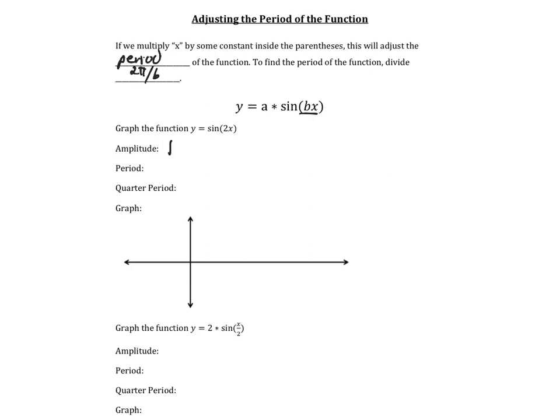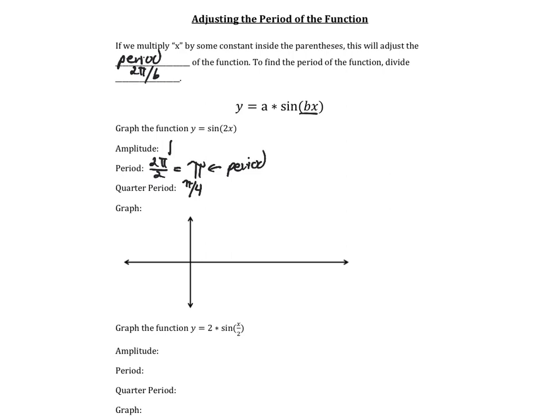The period, however, is going to change. If I use my mini formula, 2 pi, which is a normal period, divided by 2, 2 pi over 2 is pi. That is the new period of this function. So this graph's going to complete one cycle quicker than a normal sine function would, which means that if I divide pi by 4, my quarter period is going to be pi over 4.